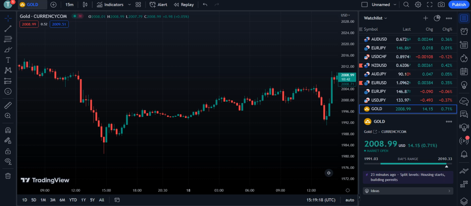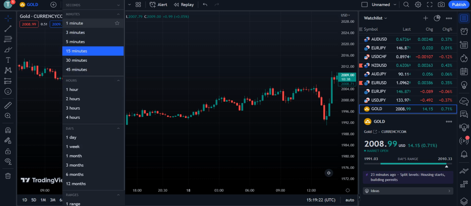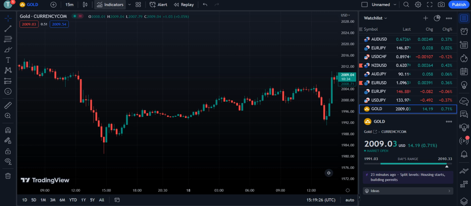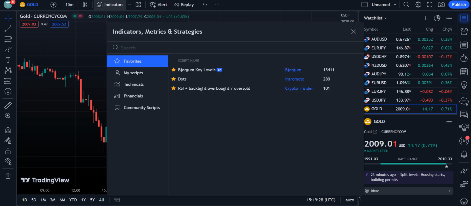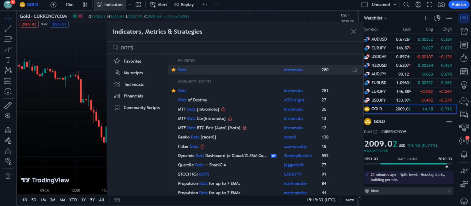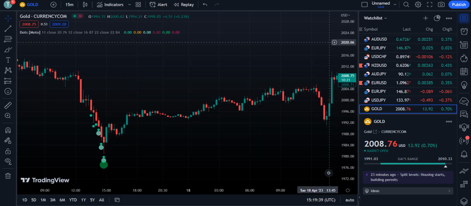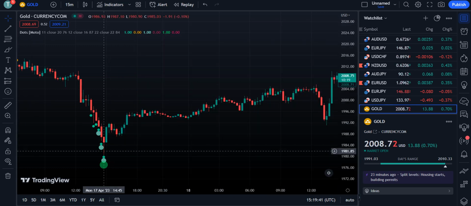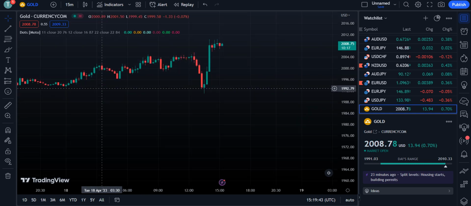Let's move towards the strategy. Here I have opened the gold chart with a 15 minutes time frame. It's up to you, you can open any time frame. So I have chosen the 15 minutes time frame. The first indicator that we are going to use here is the dots, by Intromoto. 280 traders are using this indicator. You have to simply click on it.